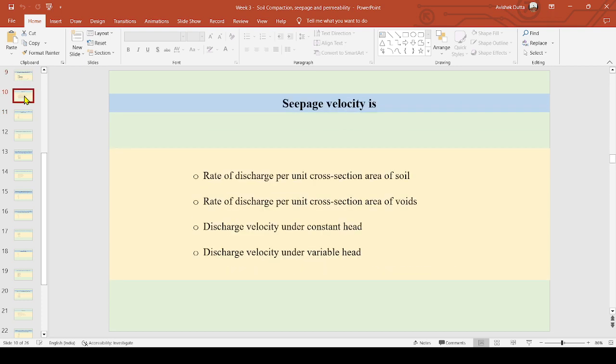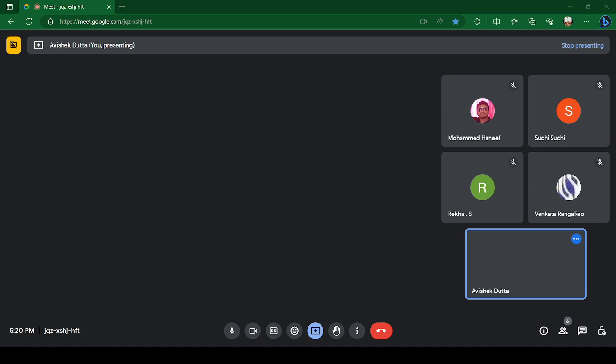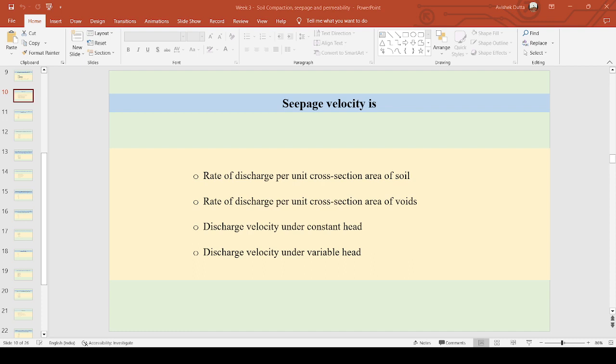Alright. So the question is, seepage velocity is: rate of discharge per unit cross section area of soil, rate of discharge per unit cross section area of voids, discharge velocity under constant head, or discharge velocity under variable head.